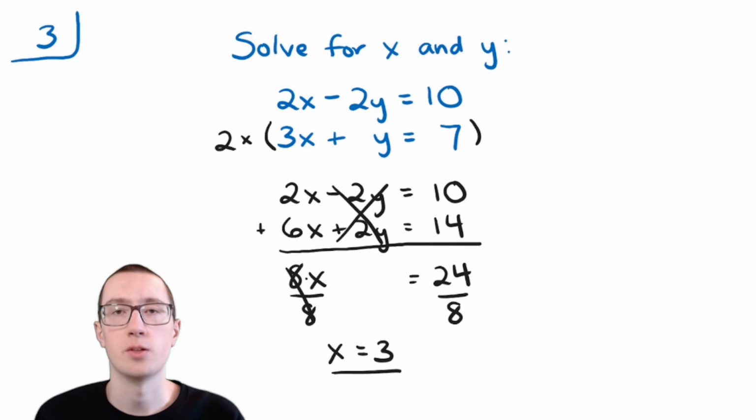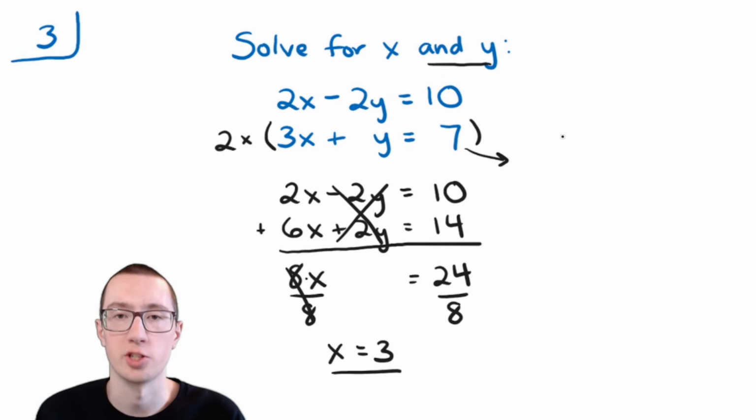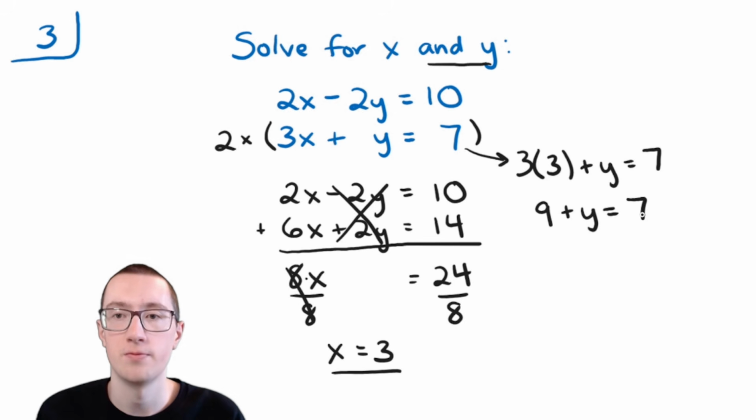But this doesn't actually mean that we're done with the problem, because remember, we need to solve for x and y. Well, to do that, we can use either of these equations. In this one, y is by itself, so it'll be easier to use this one. So we're going to bring back this equation, but instead of x, we're going to put 3, because we know that x is the same as 3. So we're going to have 3 times 3 plus y equals 7. 3 times 3 is 9, so we have 9 plus y equals 7.